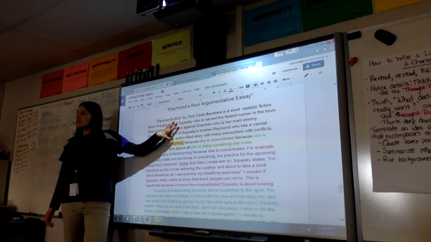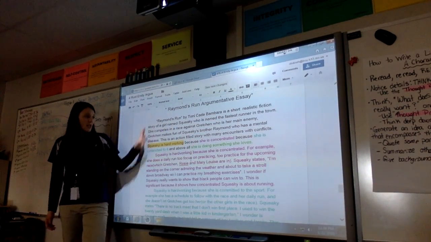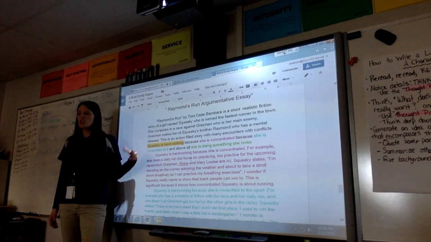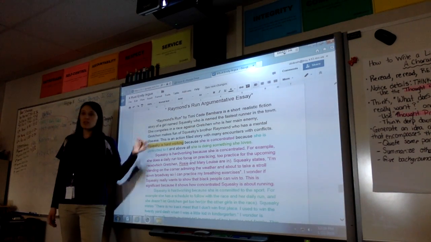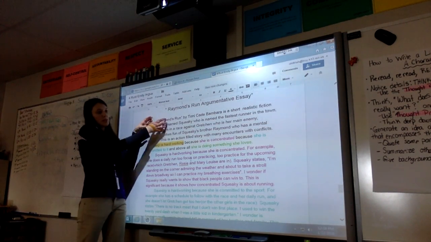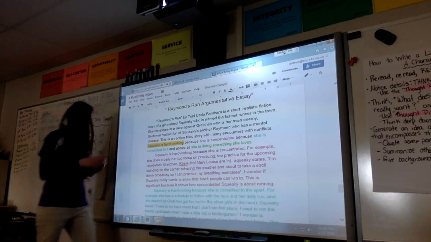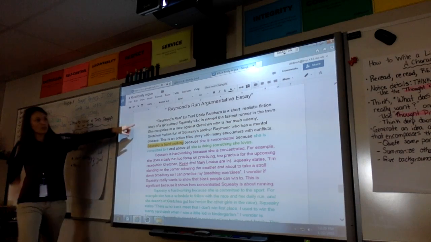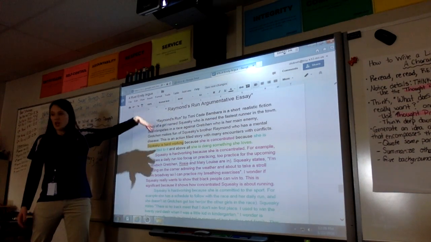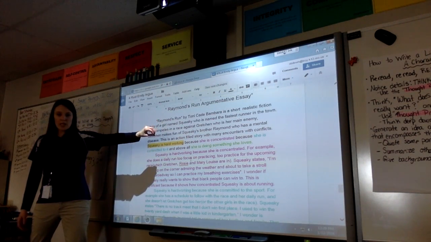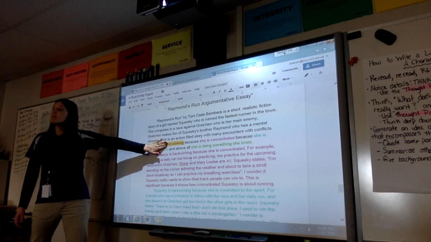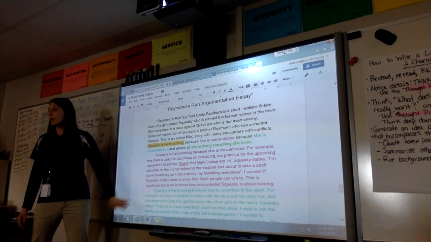Now, this is still a work in progress. She has some things she needs to work on, but she does a lot of things really well. And one of those things is how she builds up to her thesis statement. She builds up to that thesis statement by including the title of the story, the author, the genre, a short summary, and then she tells us how her paper is going to unfold.